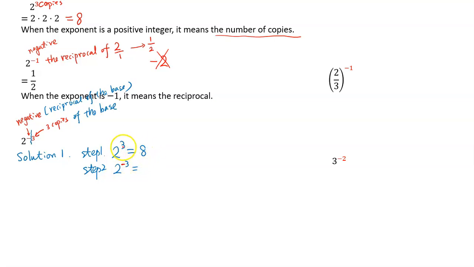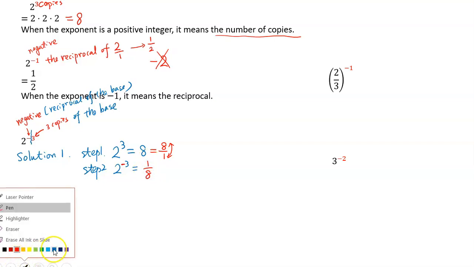So the difference between 2 to the third and 2 to the negative third is that the answers will be reciprocals of each other. So we're going to take 8, and again 8 we can write as 8 over 1. Now we can flip the 8 to the bottom and 1 to the top. So the answer is 1 over 8. So that's solution 1.